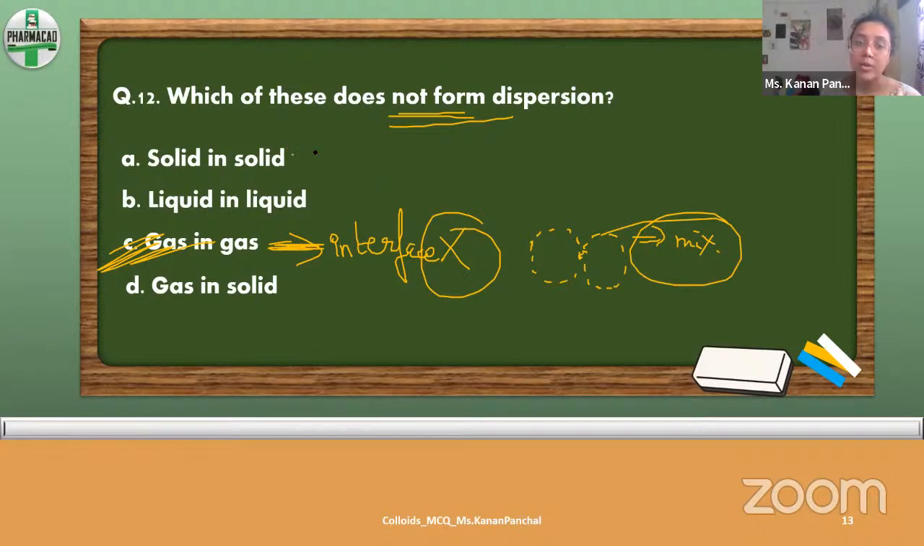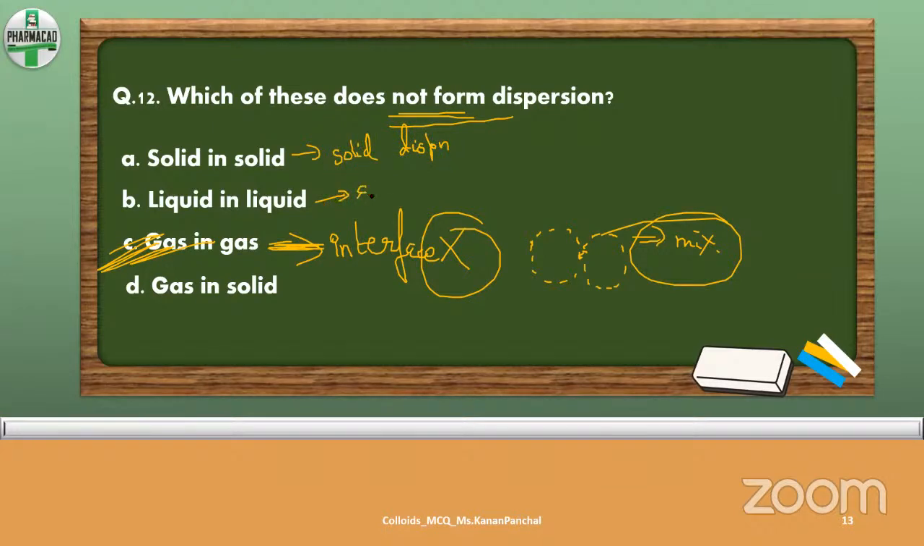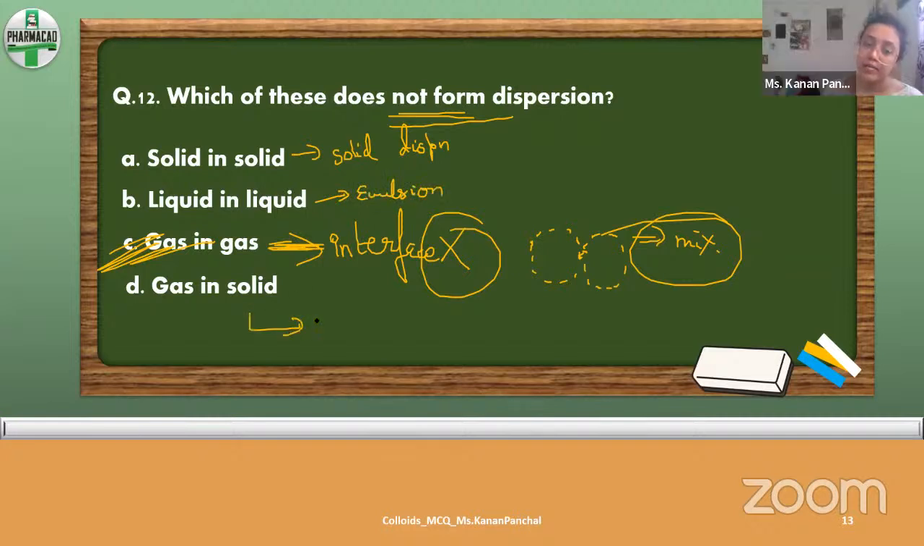Solid in solid को क्या बोलते हैं? Solid in solid को solid dispersions बोलते हैं. Liquid in liquid को emulsions. Fine. And gas in solid ko again solid form. Thank you.